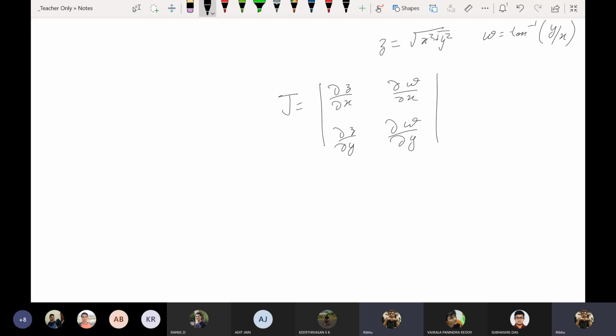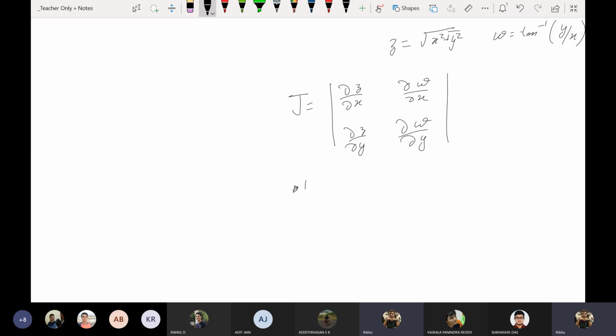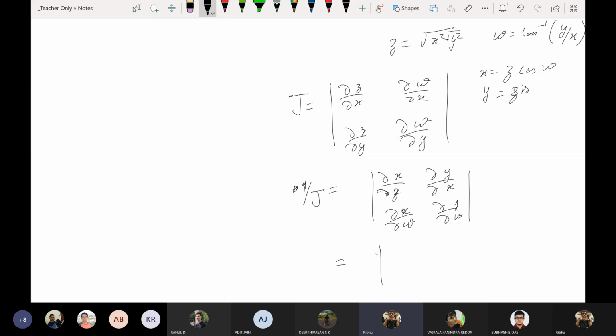since we want everything in terms of z, w, we can conveniently flip things and nicely enough 1 upon J equals, since del y by del x equals 1 over del x by del y, we can do this, and what we get is x equal to z cos w, y equals z sin w. So del x by del z is cos w.